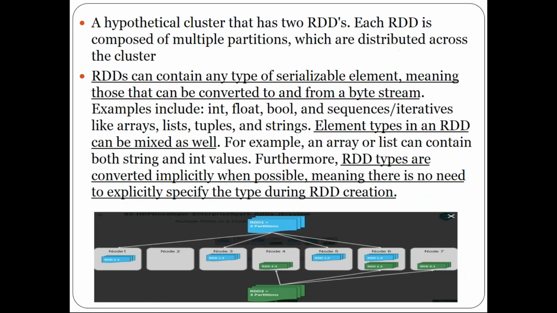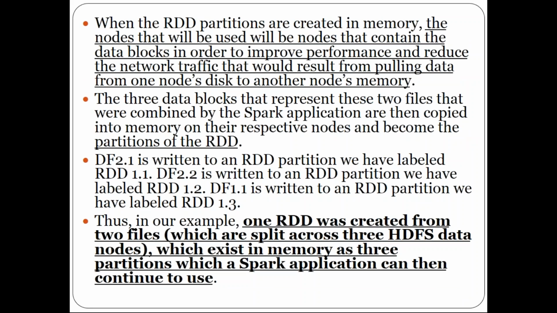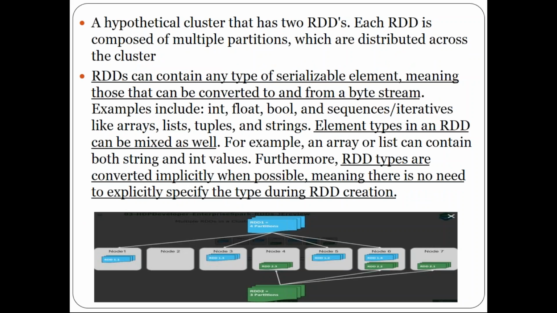This is done. Now guys, there is another way of explaining the concept which I'm trying to come up with here. In a hypothetical cluster, if you see here, a hypothetical cluster has two RDDs. Each RDD is composed of multiple partitions. Here you have three partitions for two data files, where data files have blocks spread across. But what I'm trying to explain is, I have two RDDs. Each RDD is composed of multiple partitions.